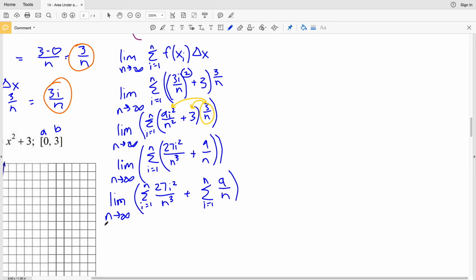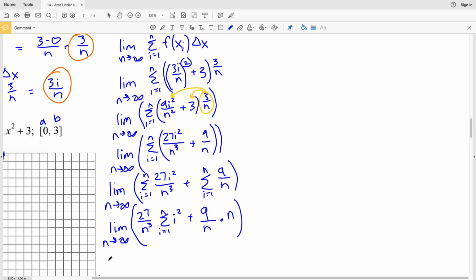Now I'll simplify those by pulling out the constants. So I'll have the limit as n approaches infinity of, I'll pull out 27 over n cubed, so that will be 27 over n cubed times the summation from i equals 1 to n of i squared. And I'll be adding that to the summation of a constant. So that's going to be constant times n. So 9 over n times n.